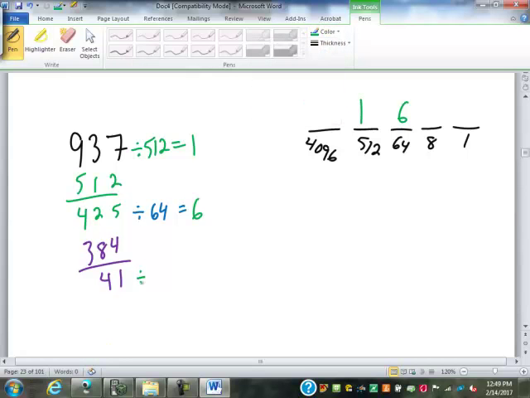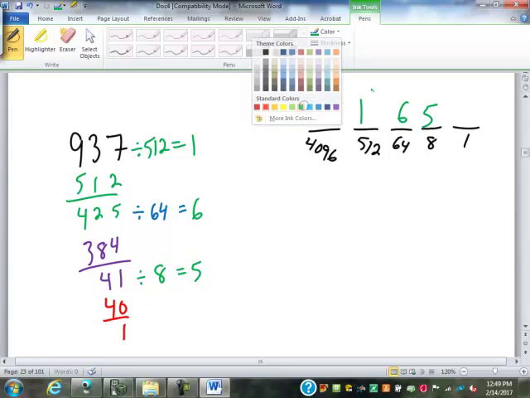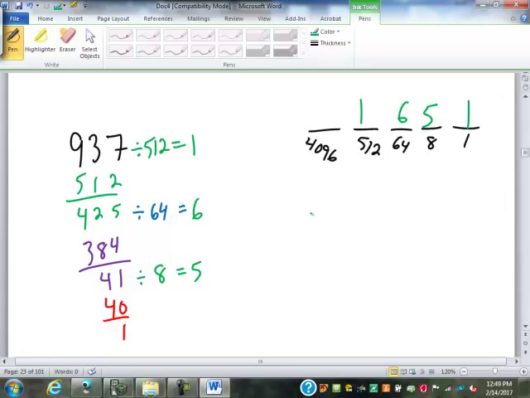Now we're going to divide by 8. 8 goes into 41 5 times. 5 times 8 is 40, so there's only one left. That's our ones. So 937 base 10 is 1651 base 8. What do you think? It's a lot easier than I thought it would be.